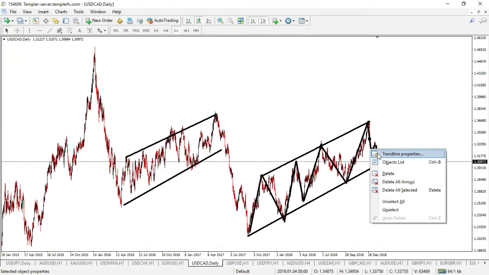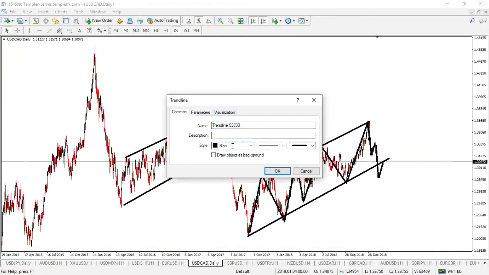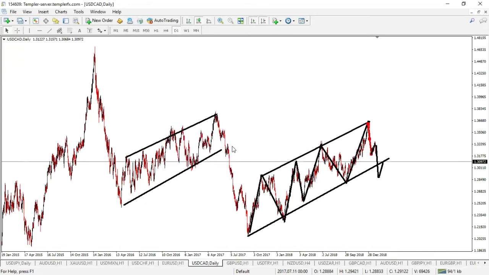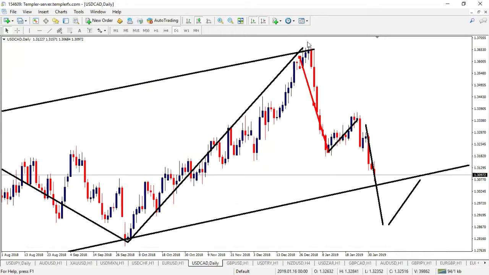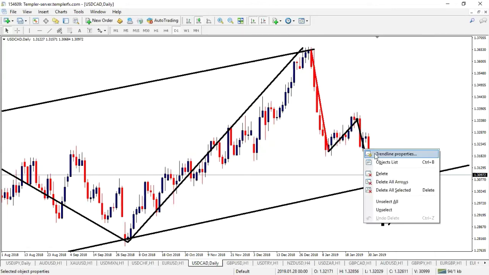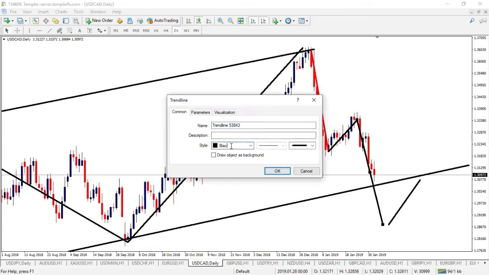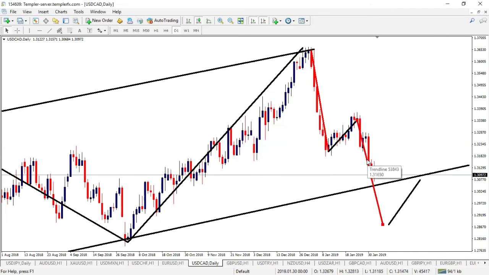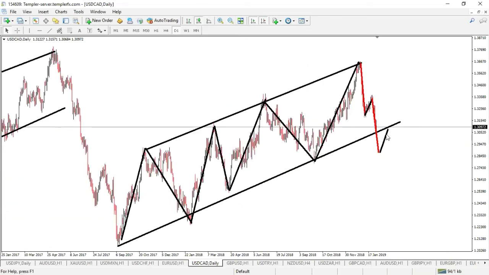Let me get the colors straight here. It's good to know what we're doing and what we're indicating. The red lines represent the way down. The black lines represent the way up, speaking of the bulls. Right now we're speaking of the bears, so these lines must be in red. There we go.